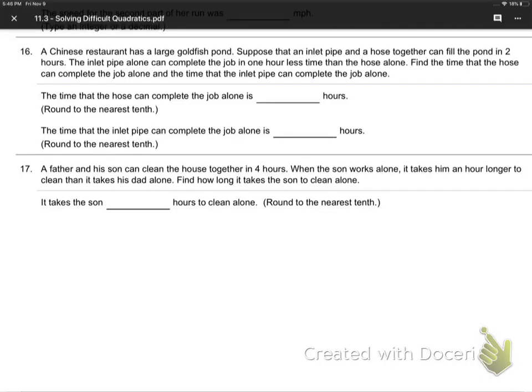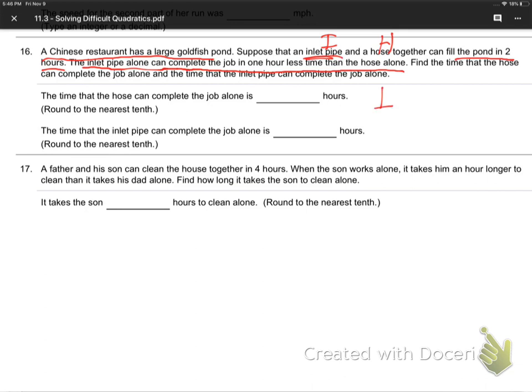Okay, Chinese restaurant, large goldfish pond. Suppose that an inlet pipe, call that I, and a hose, call that H, together can fill a pond in 2 hours. The inlet pipe alone can complete the job 1 hour less time than the hose alone.